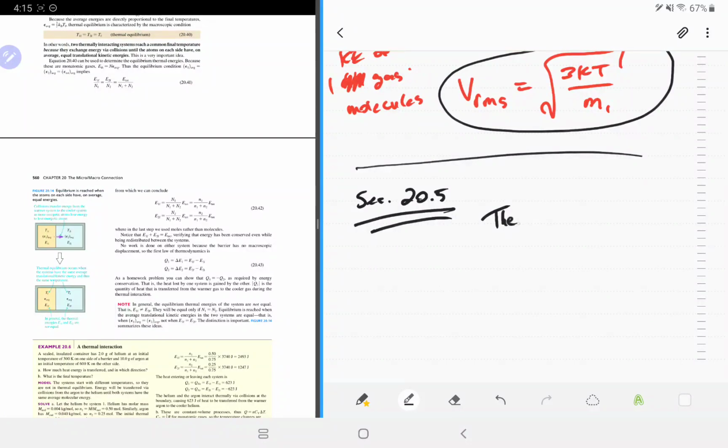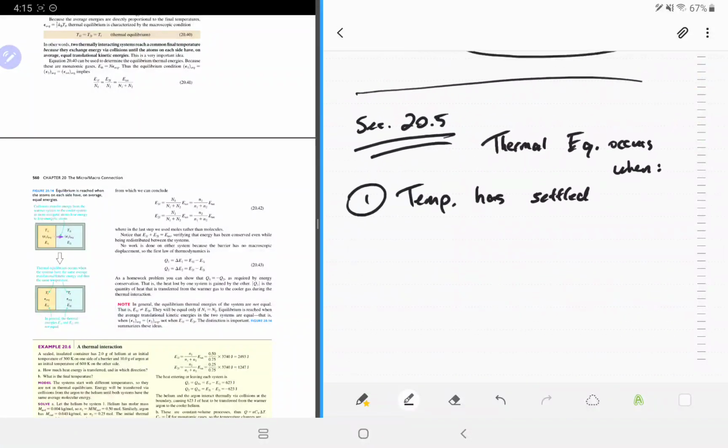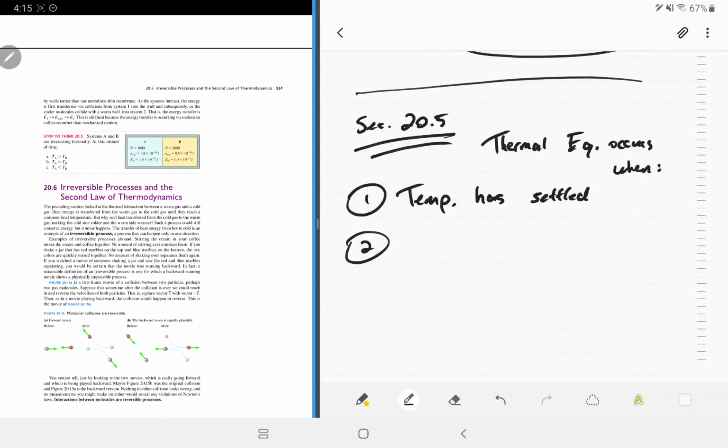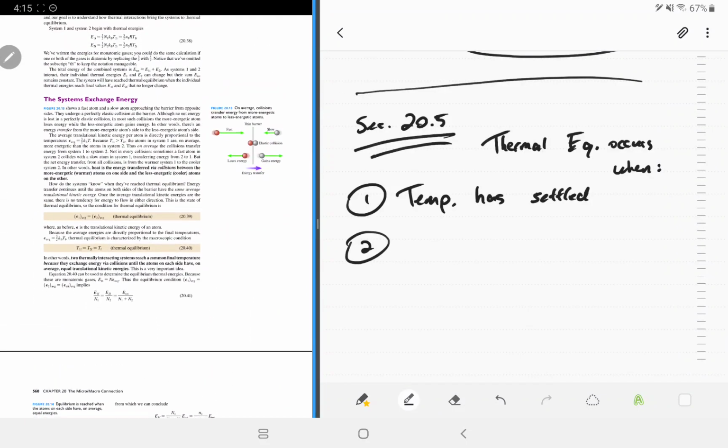So thermal equilibrium occurs when... So one way of thinking of thermal equilibrium, it's when the temperature has settled. So that's certainly true. Temperature has settled. That's a macroscopic way of talking about thermal equilibrium. But since we're focusing on what the molecules are doing on a microscopic scale, we're going to want another way of thinking of this. So on a microscopic scale, when does thermal equilibrium occur? And the answer to this comes right here.